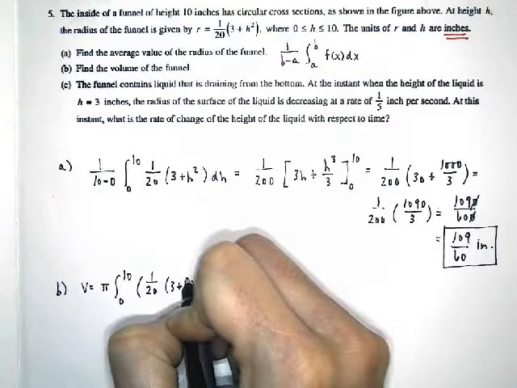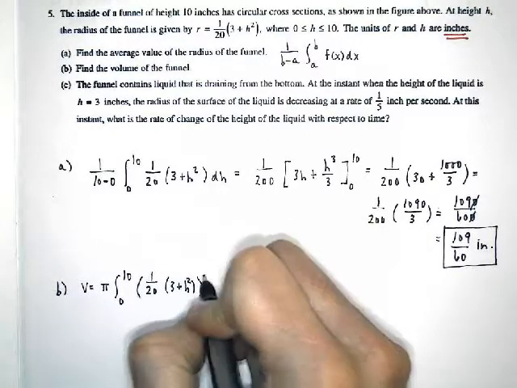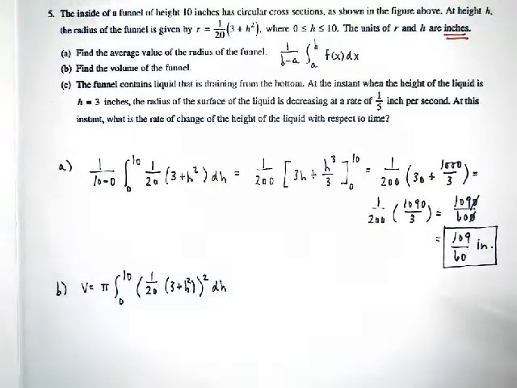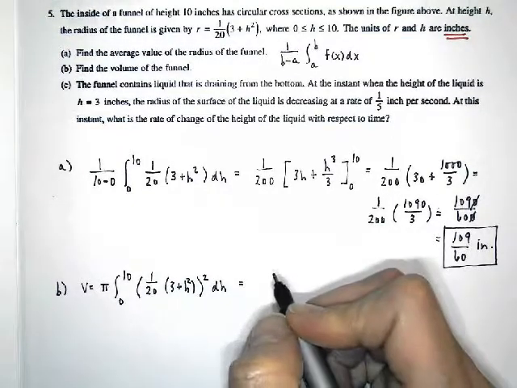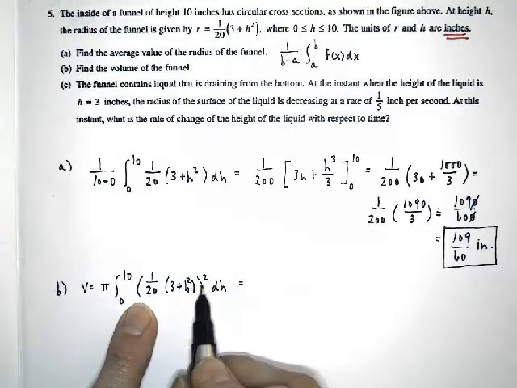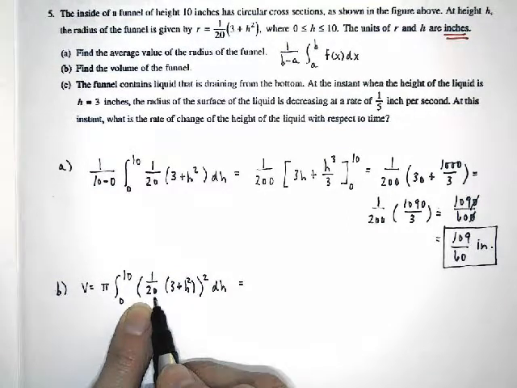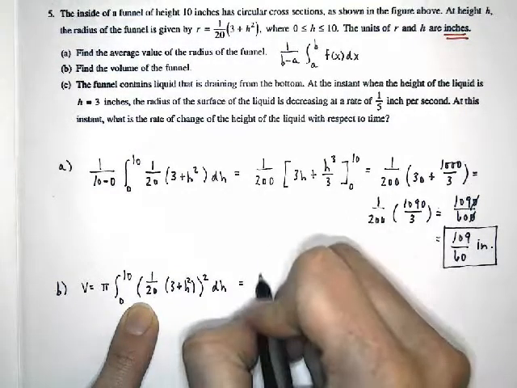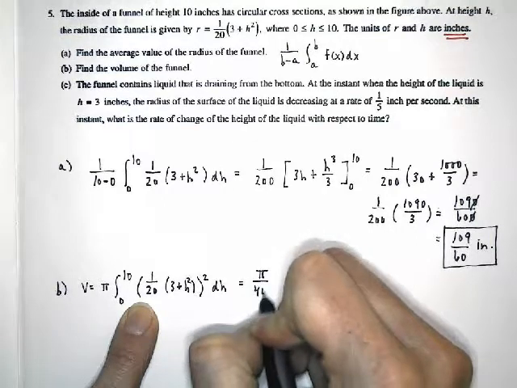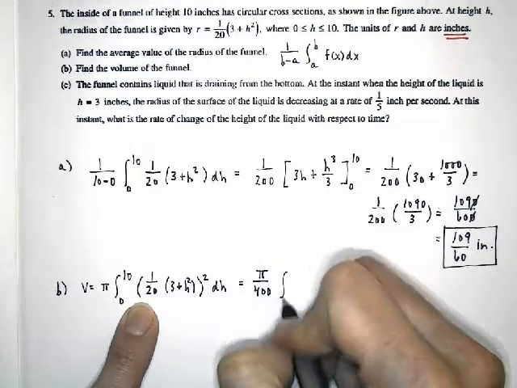Sorry, h squared, and we're going to square this whole thing, and we're integrating with respect to h. So let's see what happens here. If I square 1/20th, I'm going to get 1 over 400. So I'm going to pull that out front. I'm going to have pi over 400. Now I have to integrate from 0 to 10.